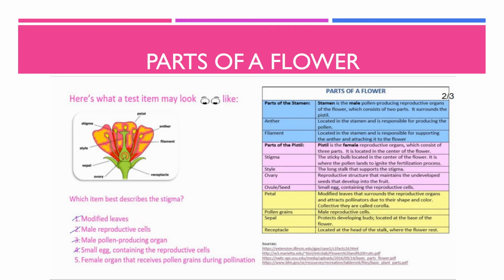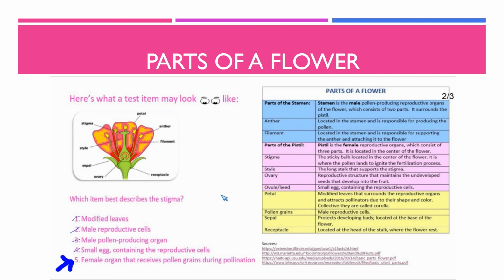So having eliminated options 1 through 4, we know that option number 5 is the correct choice in terms of answering our question, which reads, which item best describes the stigma? We now know that the stigma is the female organ that receives pollen grains during pollination. So this section is actually located in the center of the flower. So if you look here, this is the stigma, and it's located here in the center of the flower. And it is where the pollen actually lands.